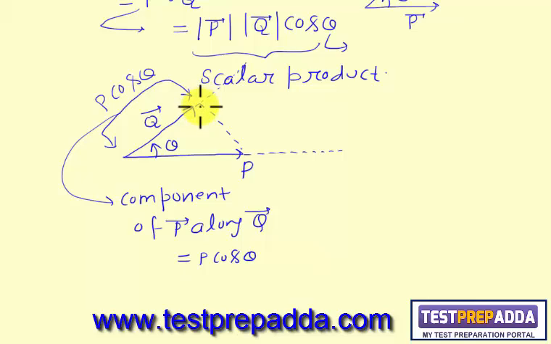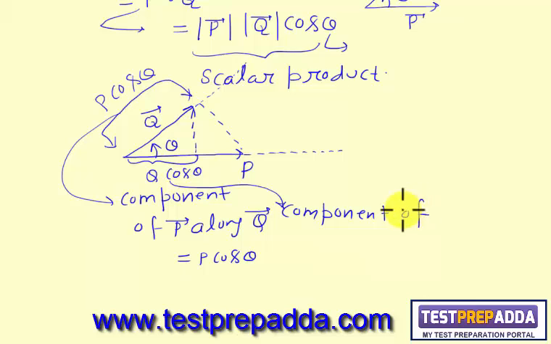Similarly, if I drop a perpendicular from Q on the line of support of vector P, this will be how much? Q cos theta. So what is this? This is the component of vector Q along the vector P, and that is how much? Q cos theta.